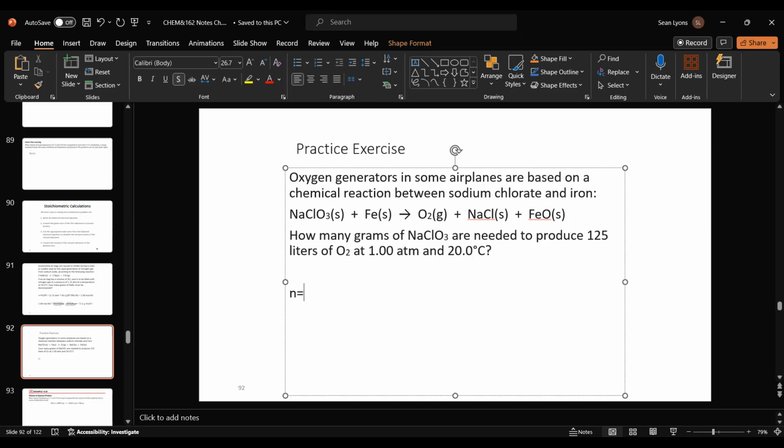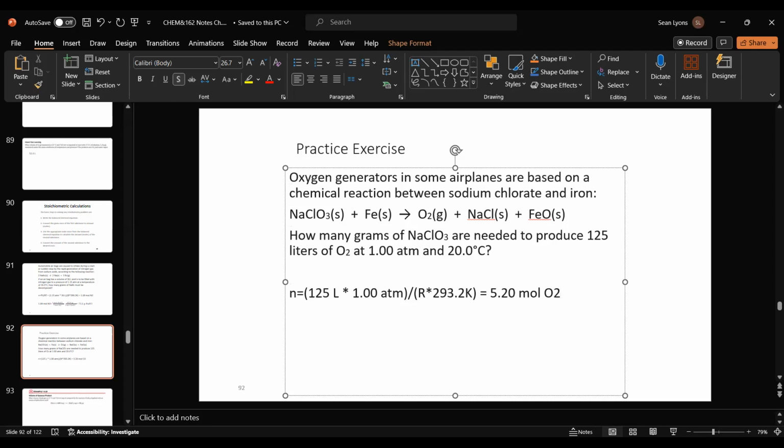But again, we're rearranging the ideal gas law to solve for moles in this case, so we can figure out how much of that oxygen we have. So we're going to have pressure times volume over the gas constant and temperature. So here we're going to have 125 liters times 1.00 atmosphere divided by R, capital R. And then we've got a temperature of 20 degrees Celsius, but again, we always want to make sure these are in Kelvin. So we'll have 293.2 Kelvin. And when we do that, we're going to get a value of 5.20 moles of oxygen.